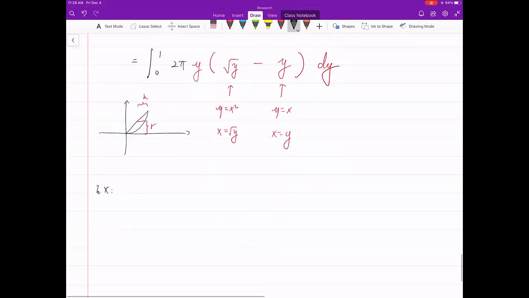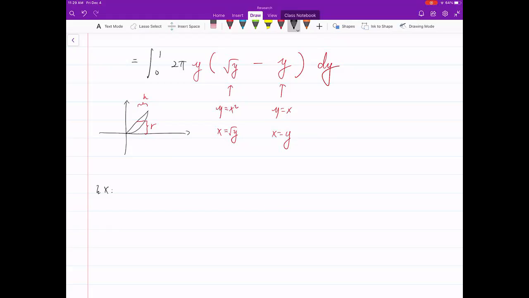So the key here is actually you just cut things. Depending on which way you rotate it, which way you cut it, sometimes you get a washer, sometimes you get a cylindrical shell. You use different formulas for each. Both of them give you the same answer, but sometimes one is easier to integrate than the other. And we don't know it until we do it.